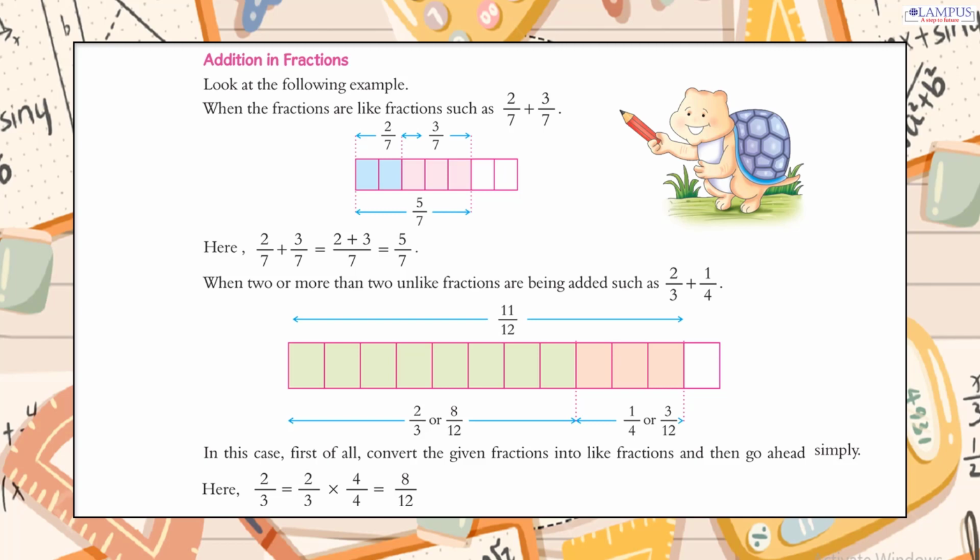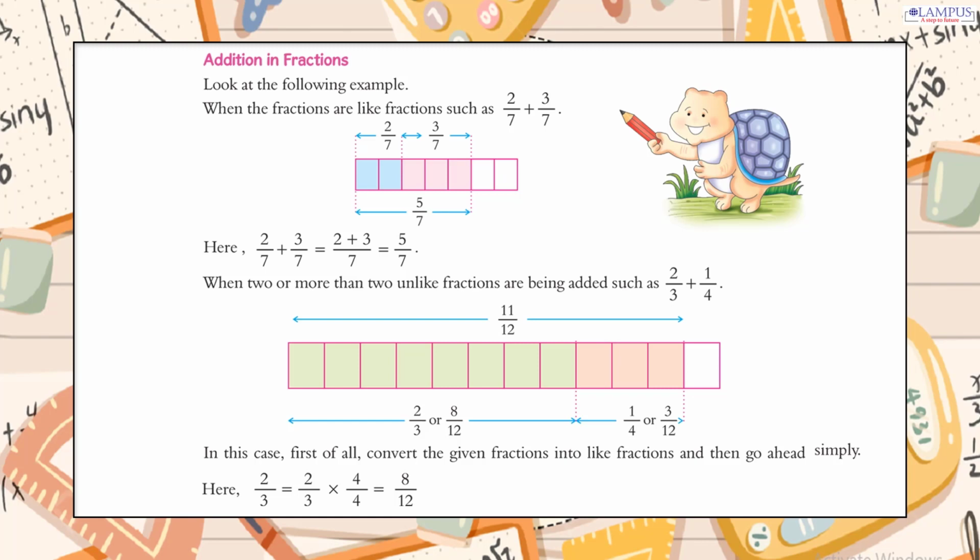When two or more than two unlike fractions are being added such as 2 by 3 plus 1 by 4, in this case, first of all, convert the given fractions into like fractions and then go ahead simply.